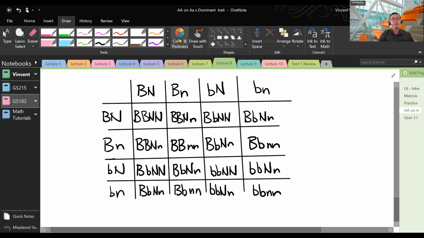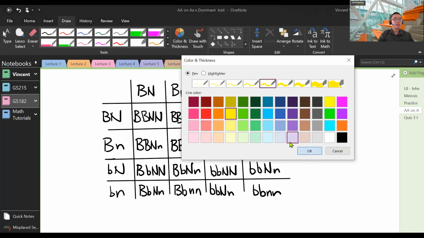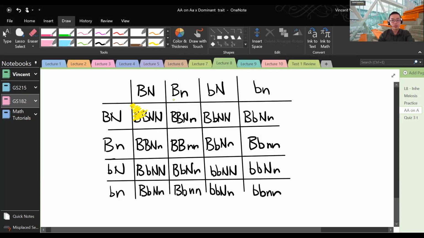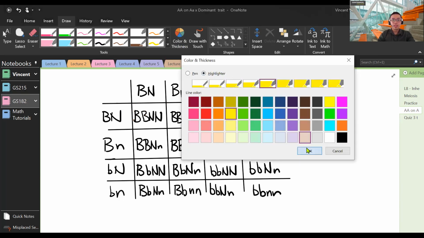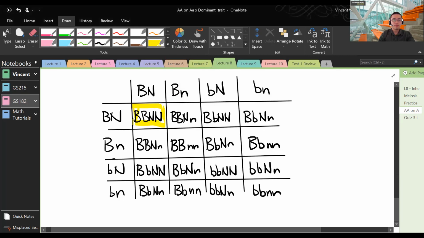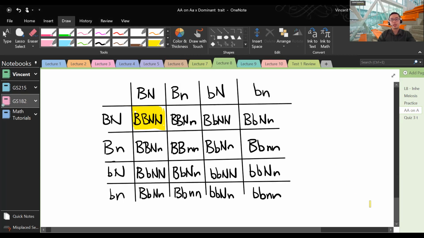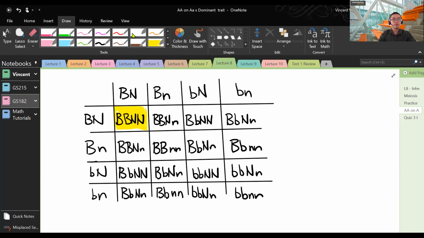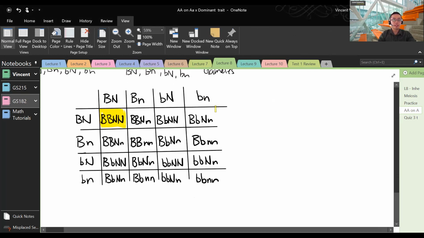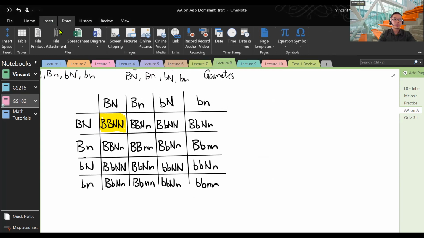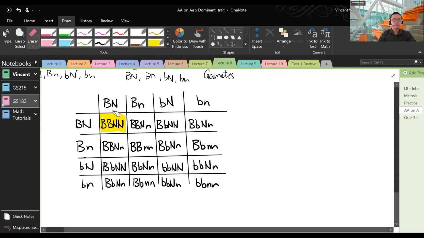Okay. Someone tell me what this rabbit is going to look like. What is the color and the fur length of this one? Big B, big B, big N, big N. What's the trait there? Anybody know? Is it black? Is it brown? Is it normal? Is it short? Black and normal length fur? Yep, that is correct. Normal black.